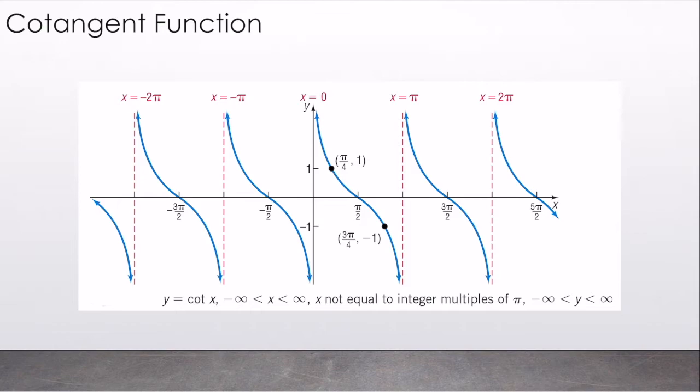The cotangent function, very similar, but remember, cotangent of theta is x over y. So here we're undefined at multiples of pi, because when y is 0, we've got our asymptotes. Its range goes from negative infinity to positive infinity.